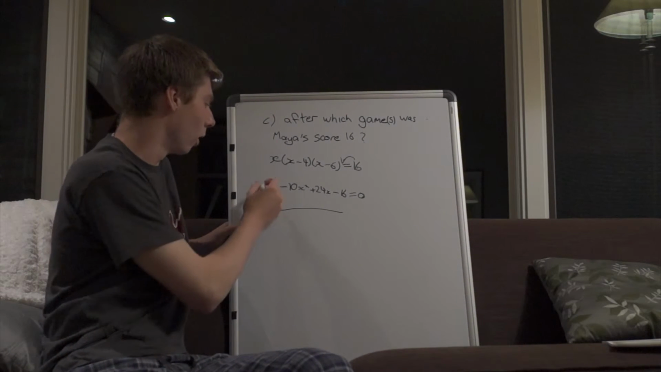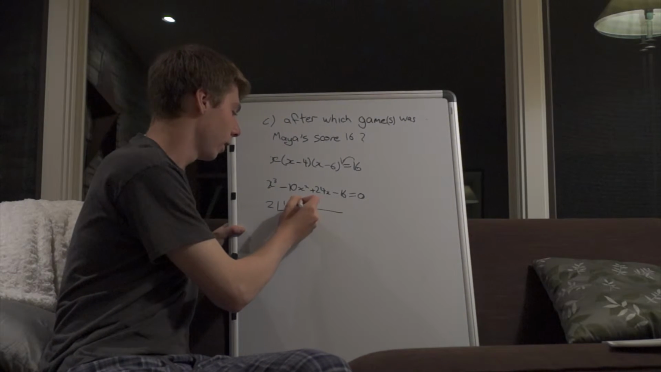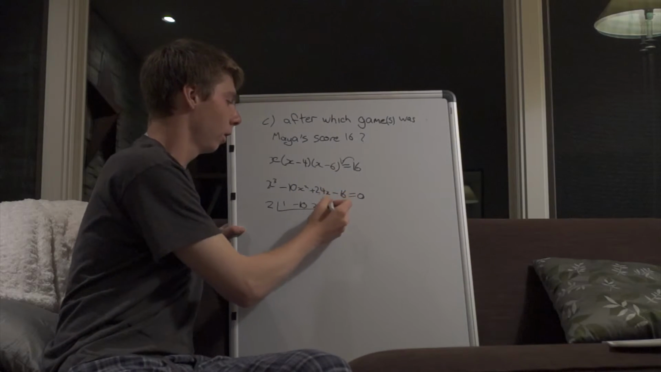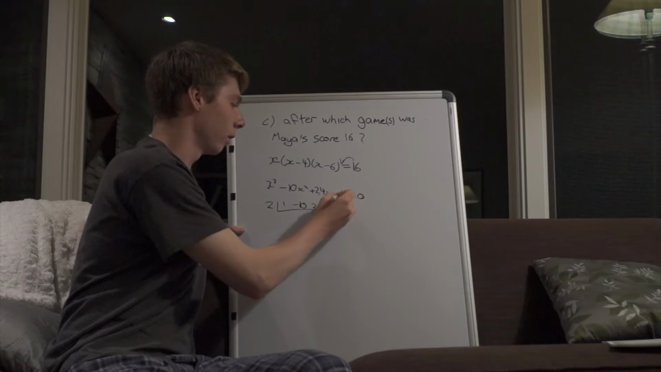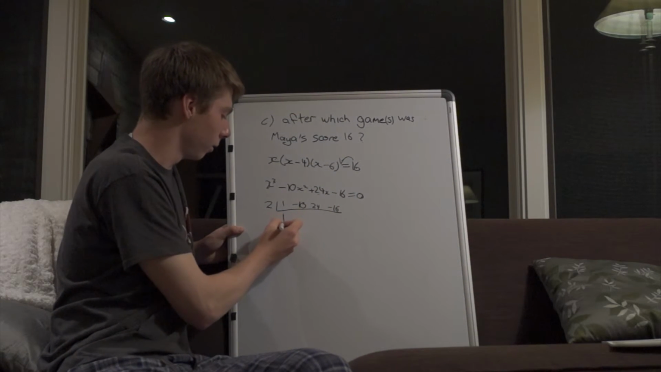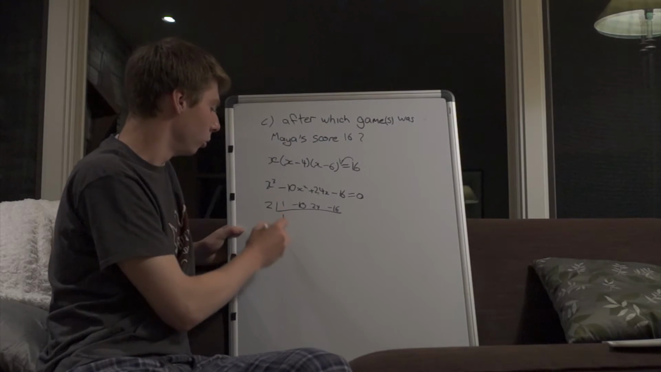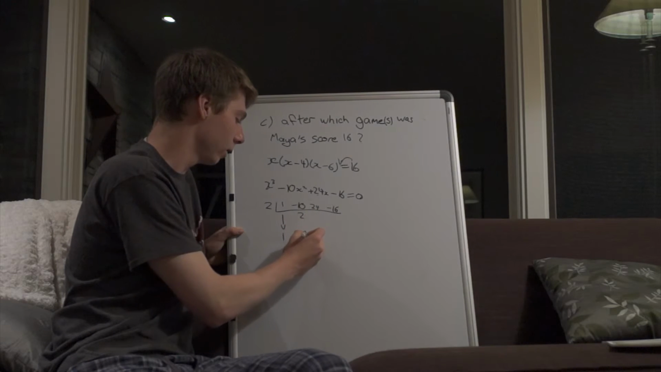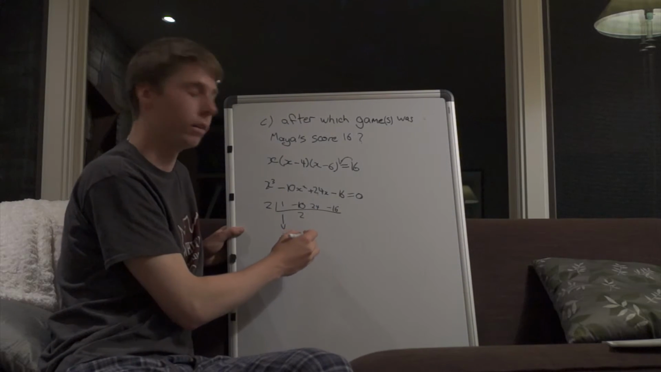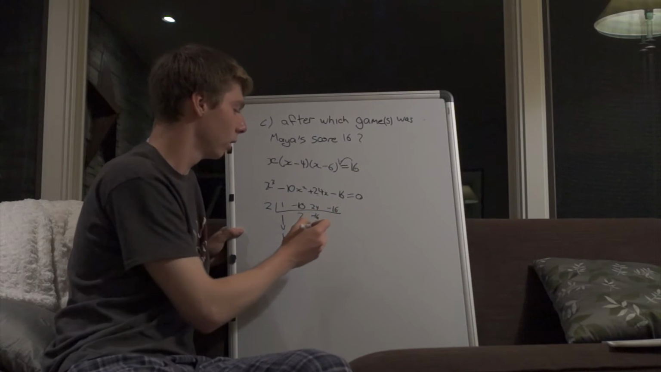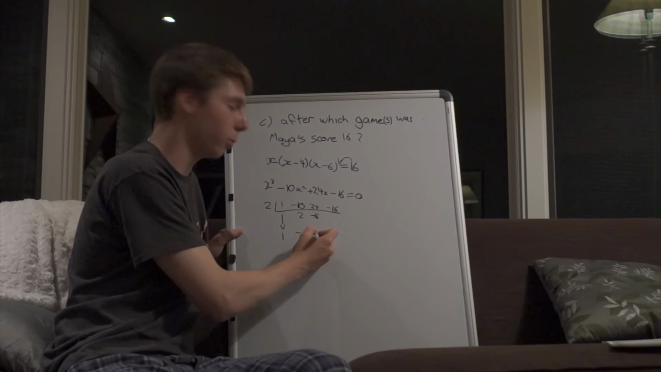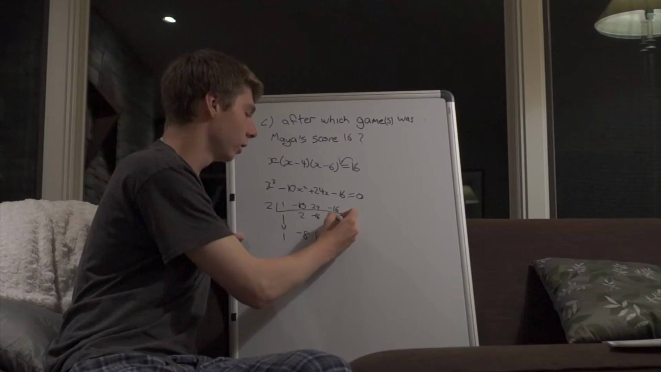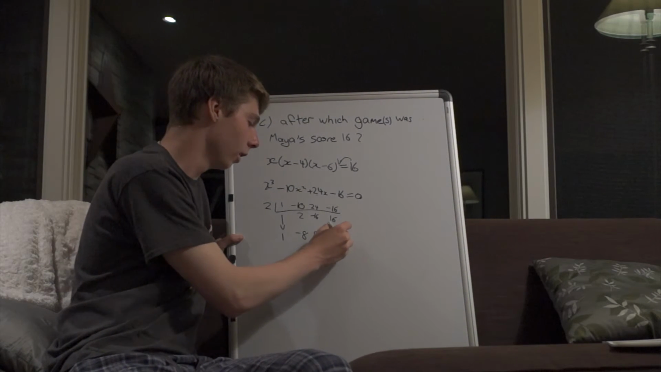Again, we're going to take the 1 from here, negative 10 from here, the 24 from here, and the negative 16 from here. The 1 comes down. 2 times 1 is 2. Add that to negative 10, gives you negative 8. 2 times negative 8 is negative 16. Add that to 24, gives you positive 8. Multiply that by 2, gives you 16. Add that to negative 16, gives you 0.